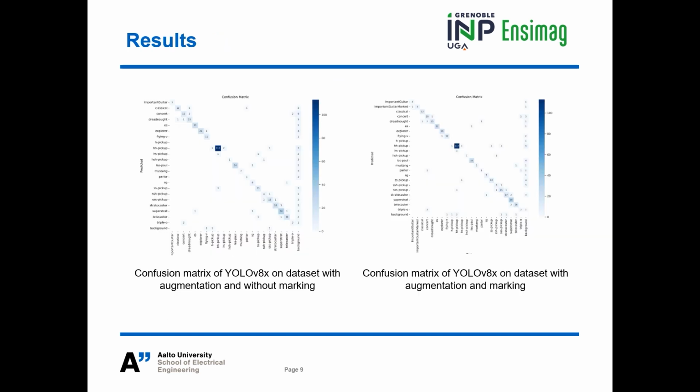The YOLO V8X model trained on the dataset with augmentation and without marked class was able to distinguish important guitar from other types of guitars, despite the low number of examples in this class. The result was achieved due to the augmentation process and the high quality of examples, which capture various conditions and angles. Also, the YOLO V8X model, when trained on the dataset with augmentation and marked class examples, is capable of accurately distinguishing between important guitar marked and other types. The important guitar marked category contains a large number of examples, which is sufficient to train the model efficiently.